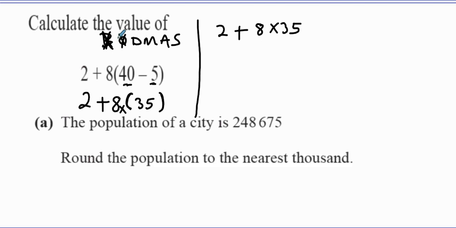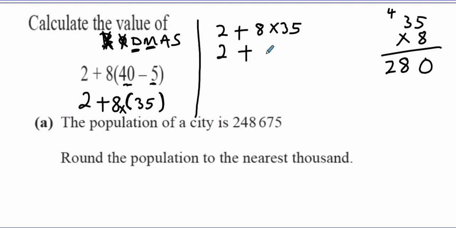Now after opening the brackets, check. Do we have division? No, we don't have division. Do we have multiplication? Yes, of course, we have multiplication. So do 35 multiplied by 8. What do you get? 5 times 8 is 40. Carry 4. 8 times 3 is 24, plus 4 is 28. So this will be 2 plus 280. 2 plus 280, the answer will be 282. That is the final answer.